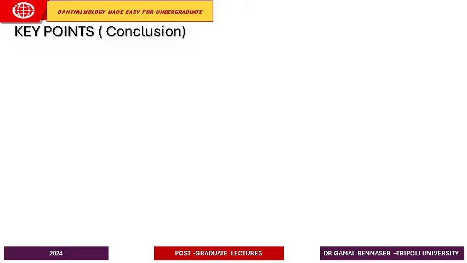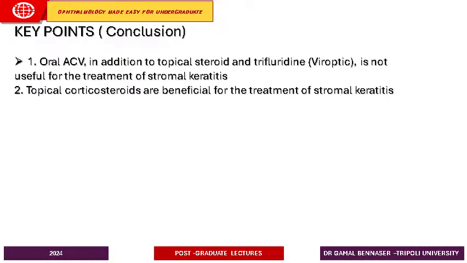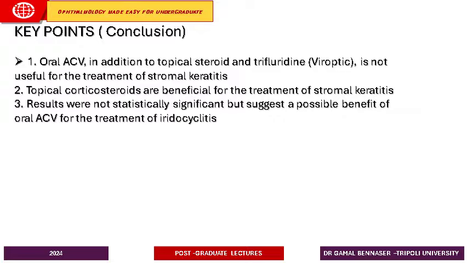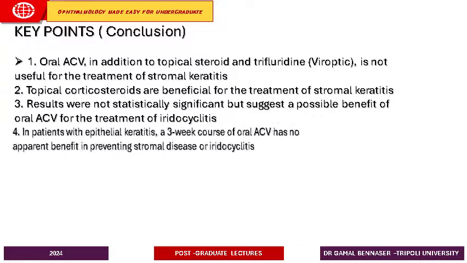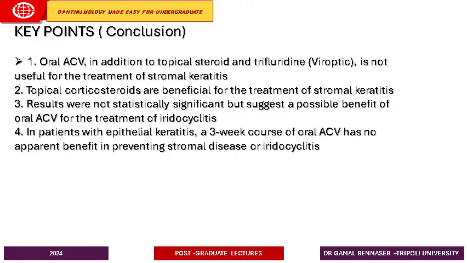Now we come to the conclusion of the herpetic eye disease study, and this is very important for you as a postgraduate and as a clinician. This is the location for oral questions and the MCQ as well. Now, the addition of oral acyclovir along with topical steroids and topical antiviral is not useful, or doesn't have an additive effect, in the treatment of stromal keratitis. And this is what we say in the Herpetic Eye Disease Study 1. If you already keep the patient on topical steroids and topical antiviral trifluridine, and he already has stromal keratitis, addition of an oral antiviral will not have any additive effect.